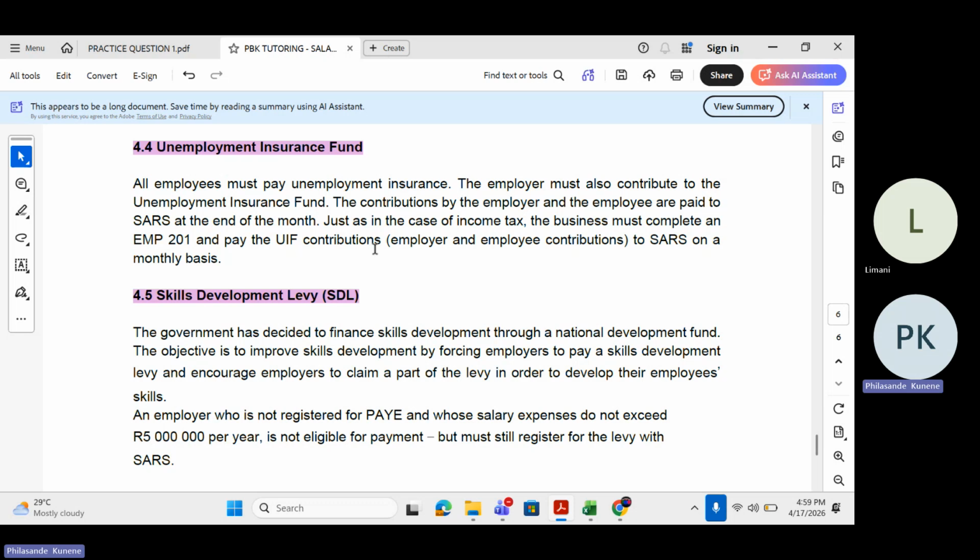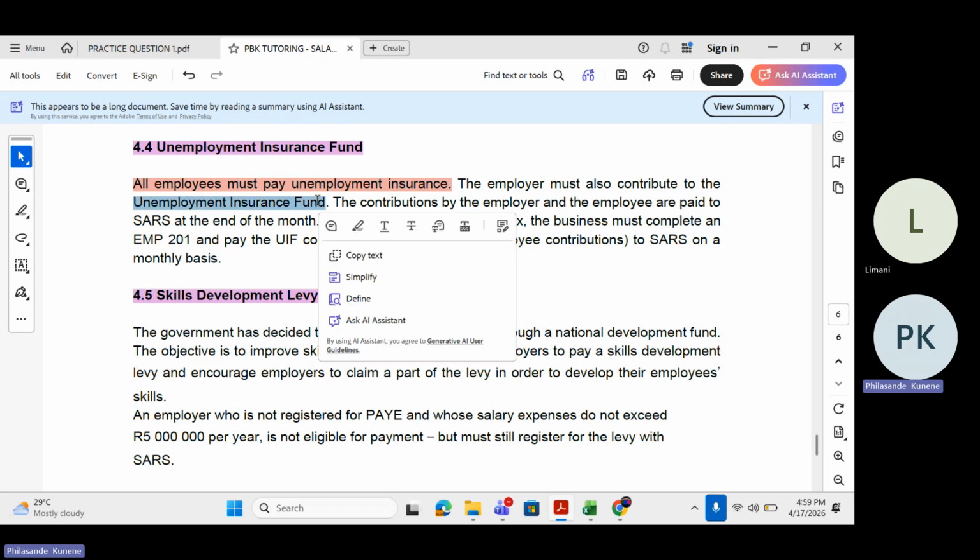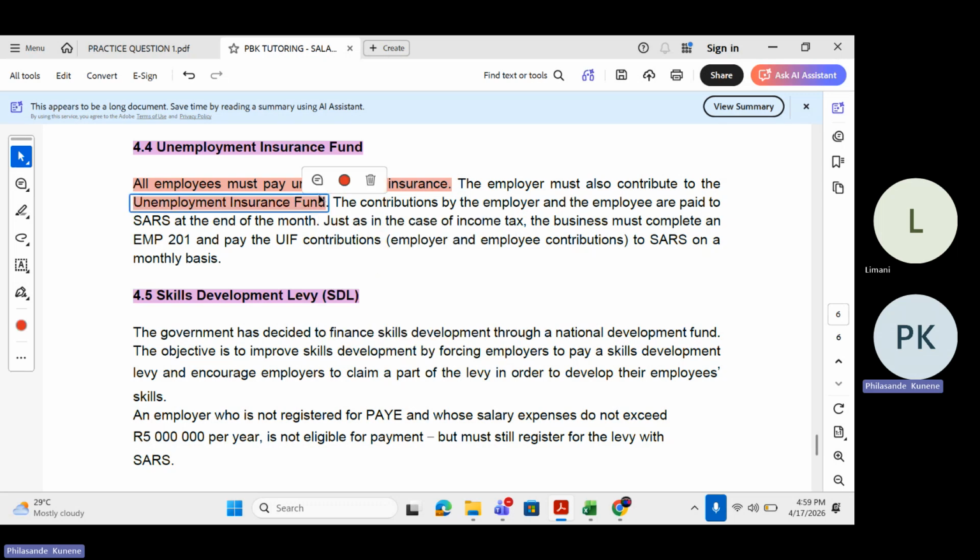Now, unemployment insurance fund. All employees must pay unemployment insurance. You see, this one is not a choice. It is compulsory. It is something important that everyone pays, right? What is this deduction for? You need to know why we are paying the unemployment insurance fund. The employer must also contribute to the fund. You see, you're not the only one paying, the employer must contribute as well.